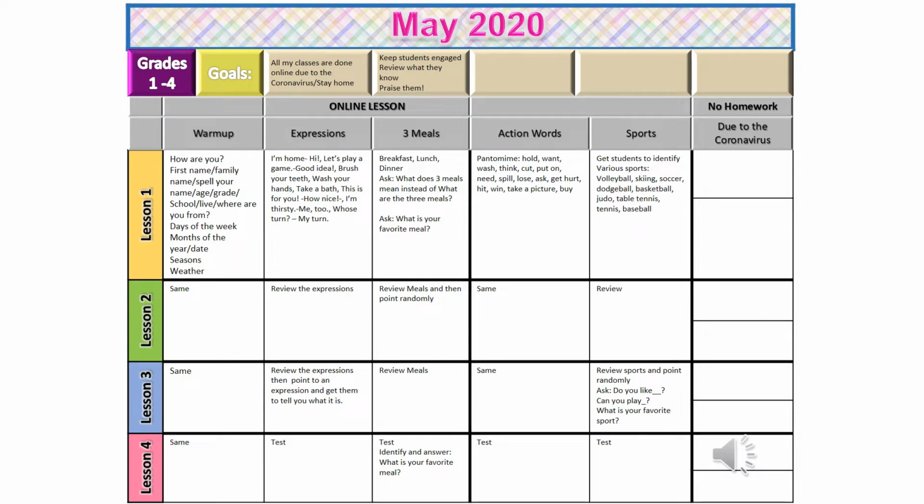You're looking at my lesson plan for May 2020. Just to be clear, this lesson plan is for Eikaiwa. Eikaiwa is meant for once a week lessons. All right, let's get to it. Grades 1 to 4, goals. By the way, all my lessons are done online due to the coronavirus. So under goals, keep students engaged. Review what they know. Praise them.